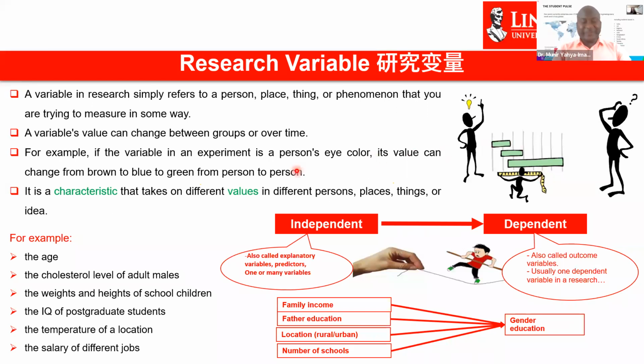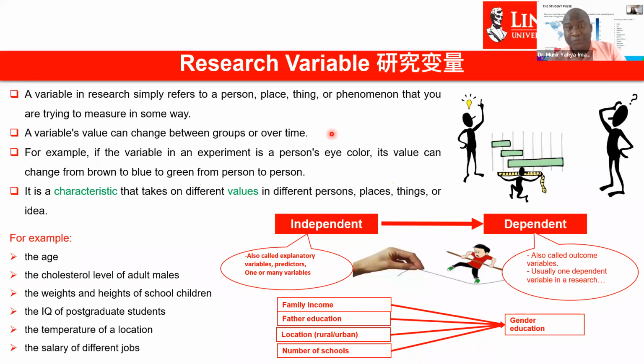Okay. So, research variable. A variable in research simply means a person, place, thing, or phenomenon that you are trying to measure in some way. A variable's value can change between groups or over time. For example, if the variable in an experiment is a person's eye color, its value can change from brown to blue to green, from person to person. It is a characteristic that takes on different values in different persons, places, things, or ideas.